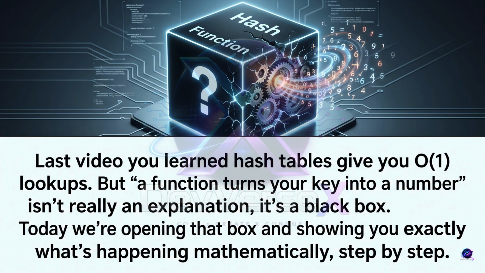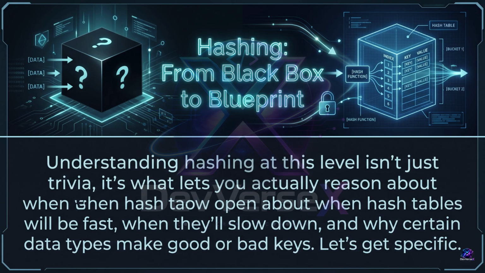Last video you learned hash tables give you O(1) lookups, but "a function turns your key into a number" isn't really an explanation, it's a black box. Today we're opening that box and showing you exactly what's happening mathematically, step by step. Understanding hashing at this level isn't just trivia, it's what lets you actually reason about when hash tables will be fast, when they'll slow down, and why certain data types make good or bad keys.